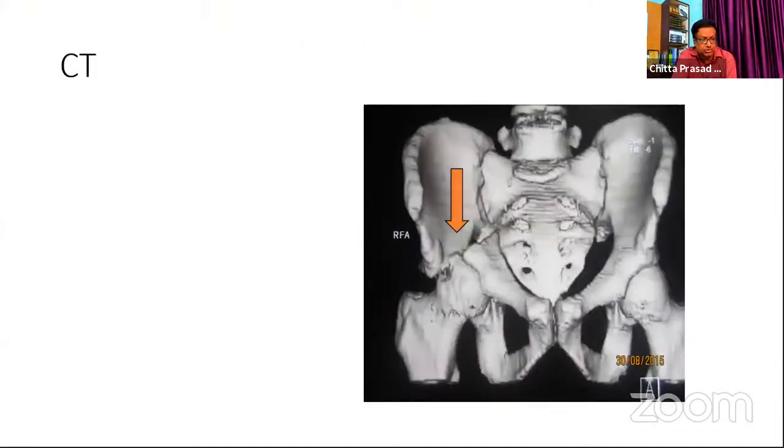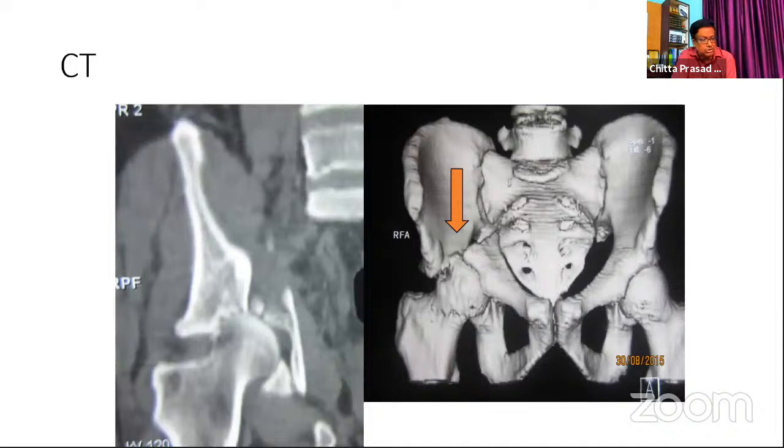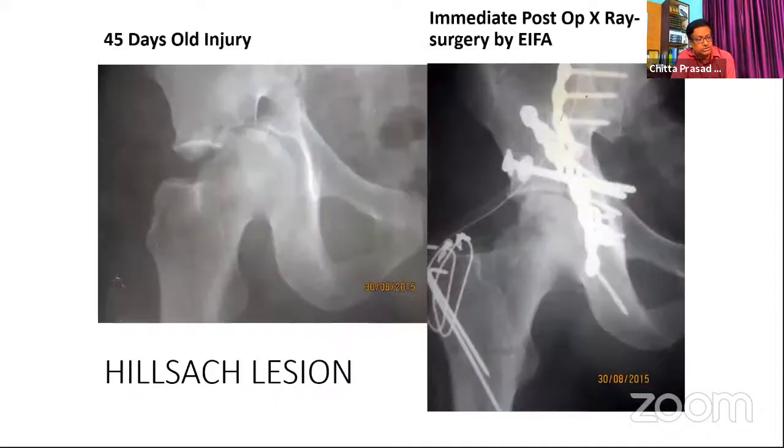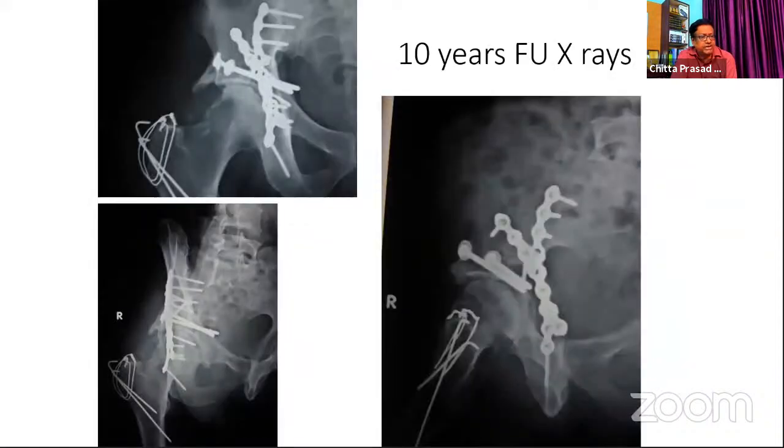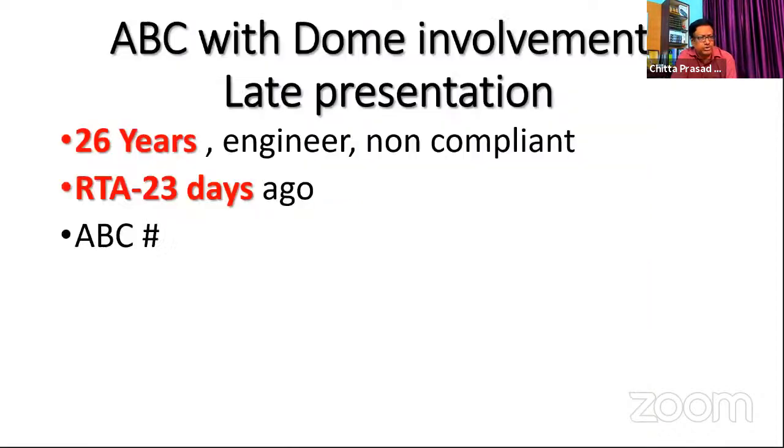This was the original X-ray, 3D CT and the sagittal and coronal sections. This is the X-ray and this is the immediate post-op X-ray. At the end of 7 years, this gentleman is doing well. At the end of 10 years, he has some evidence of sclerosis and some arthritic changes. But this is quite a difficult one. Only the extended iliofemoral approach can give this reduction and stability to the hip joint.